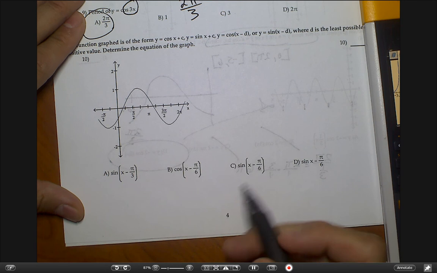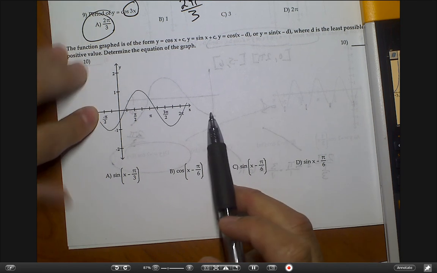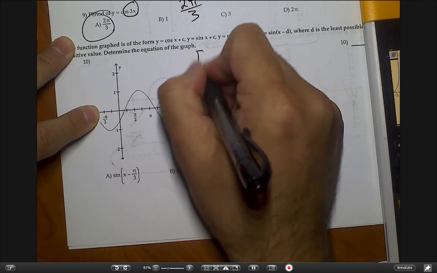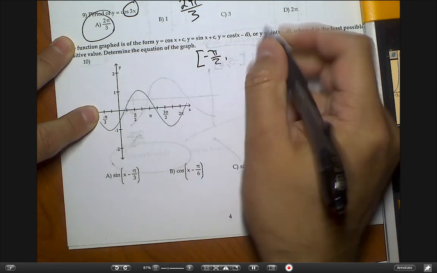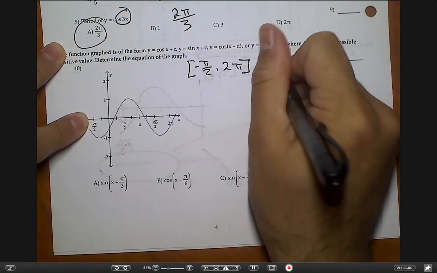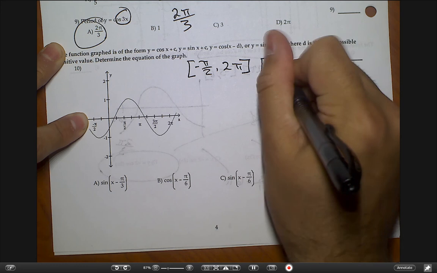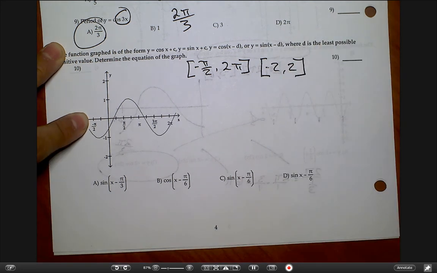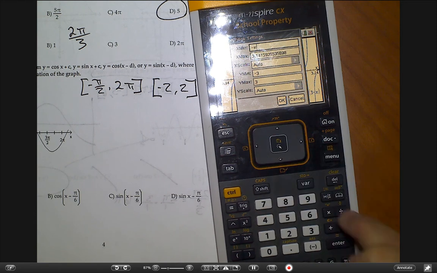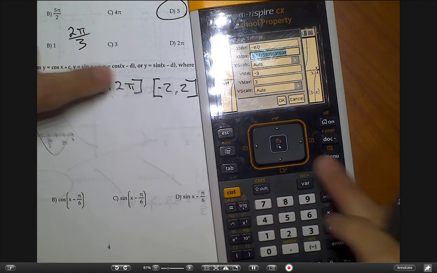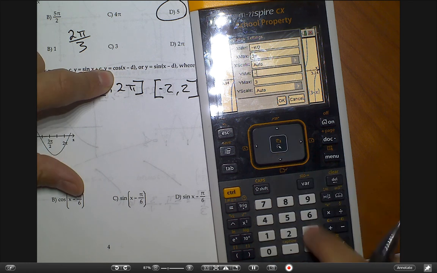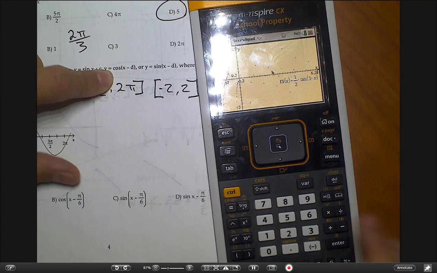Okay, so what is my window going to be here? What's my x values? Negative pi over 2 to what? 2 pi. Now, what's the y values going to be? Negative 2 to 2, right? Yeah. So I'm going to change those windows. So it's negative pi over 2 to 2 pi. Negative 2 to positive 2. So I have my window there now.